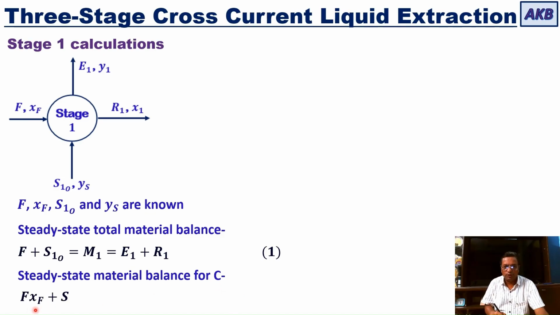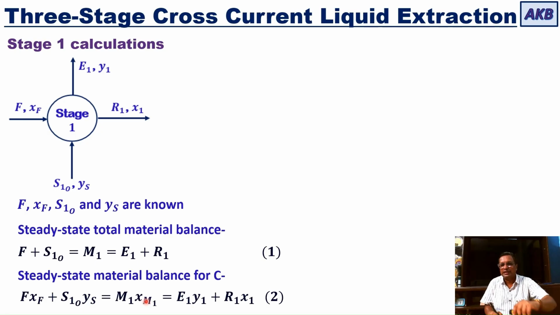Then let us write the steady state material balance for the solute, that is for C. It will be F into XF, that is total mass into weight fraction. So F into XF plus S10 into YS is equal to M1 into XM1, where XM1 is the weight fraction of C in the mixture, which is equal to E1 into Y1 plus R1 into X1, and let us call this equation number 2.